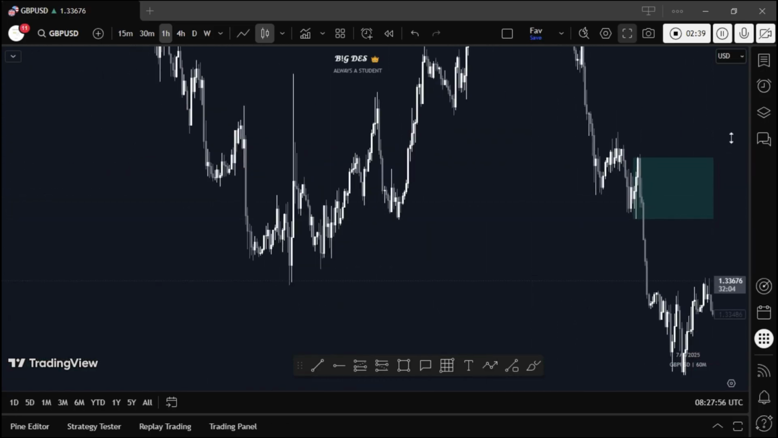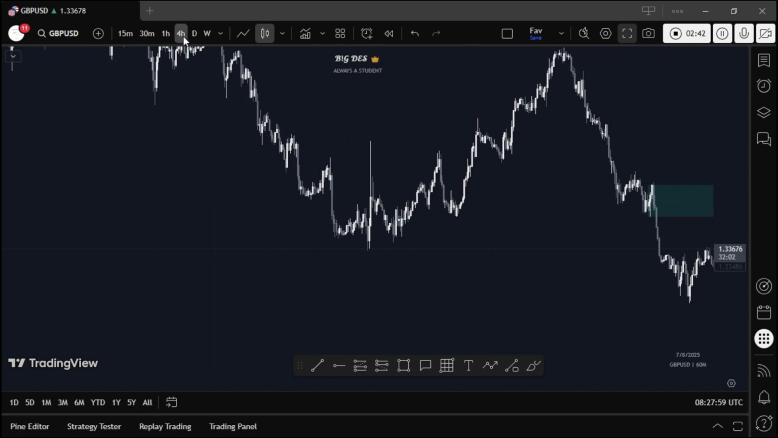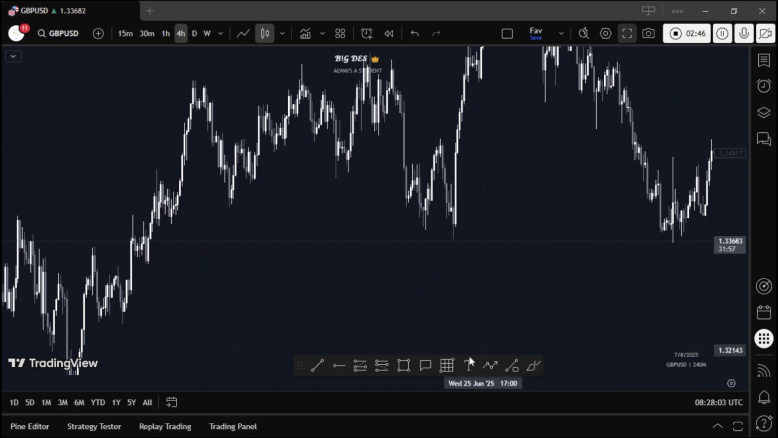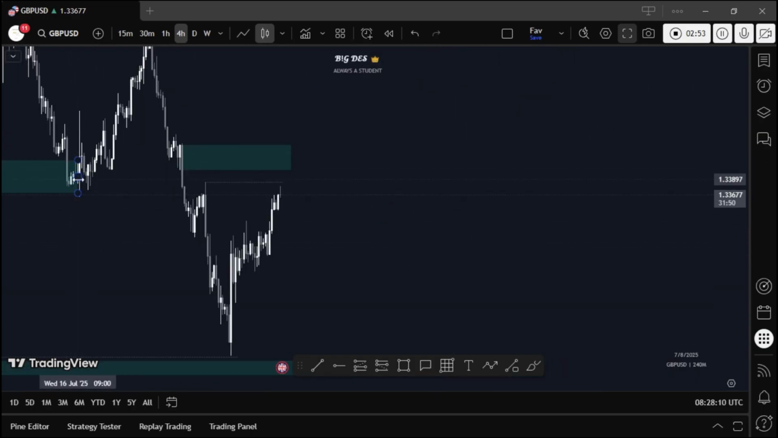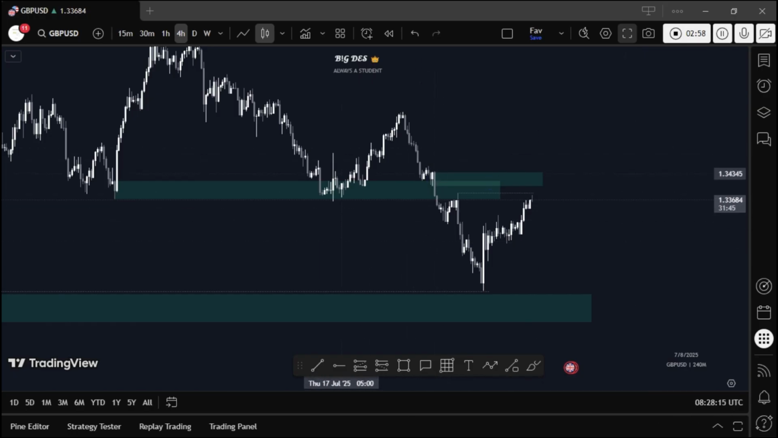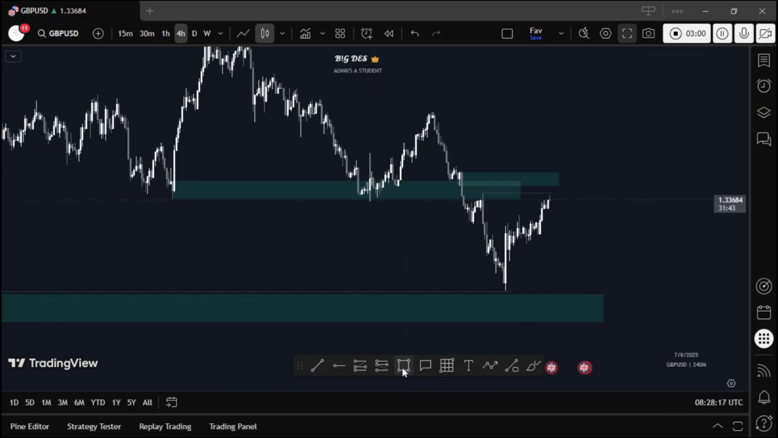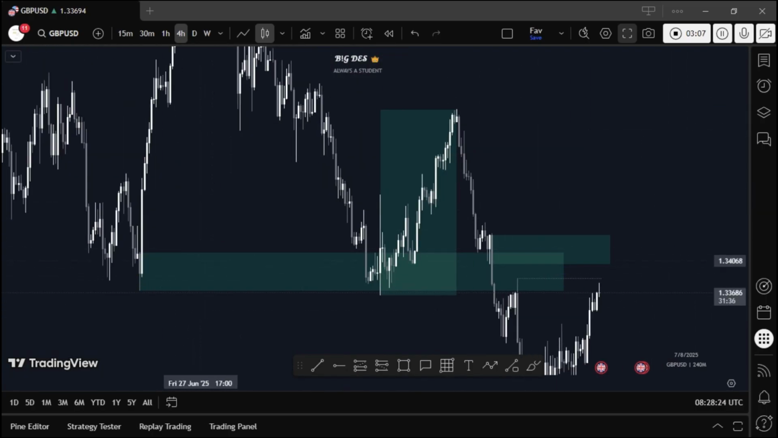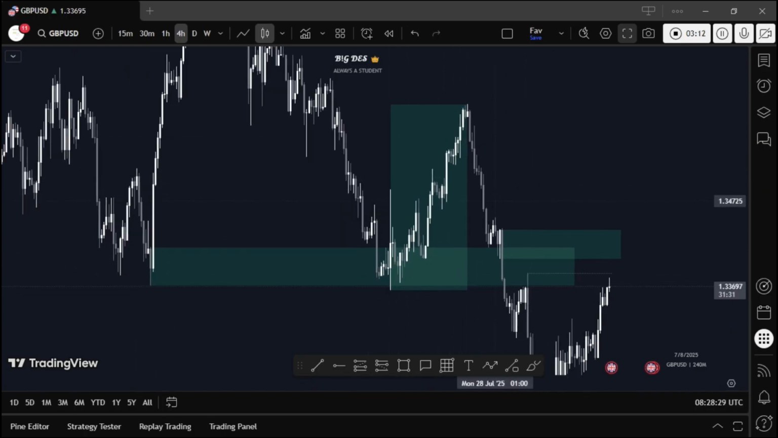Because you can see that when price tapped into this area, actually we swept it. When price swept this area, there was some kind of reaction. That's what pushed this whole area here. A tap into this. After this was taken, this is what happened.